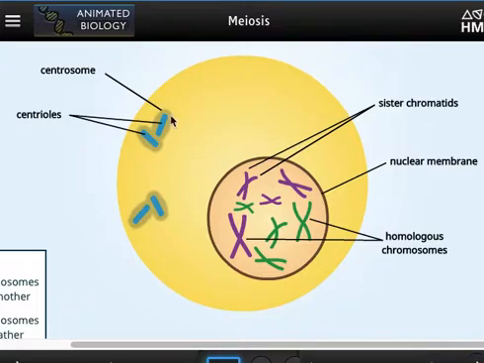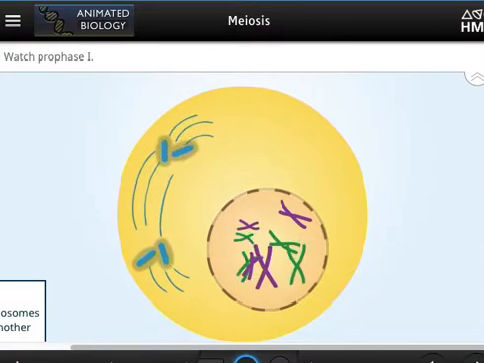All right. So here we have a germ cell. Sister chromatids, as we mentioned before. And we've got our nuclear membrane. We have homologous chromosomes. That is, this green one here is homologous to this purple one. And then we have the other structures of a cell that you're used to, such as the centrosome and centrioles that are involved in spindle fiber creation or formation. All right, so here's how the whole thing goes down.